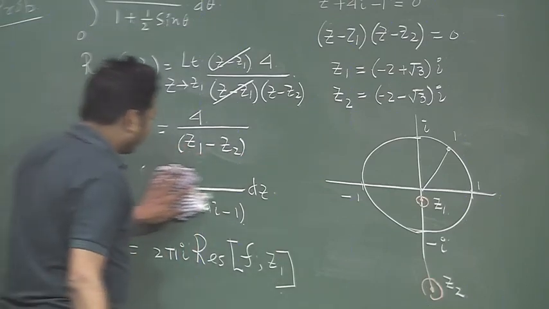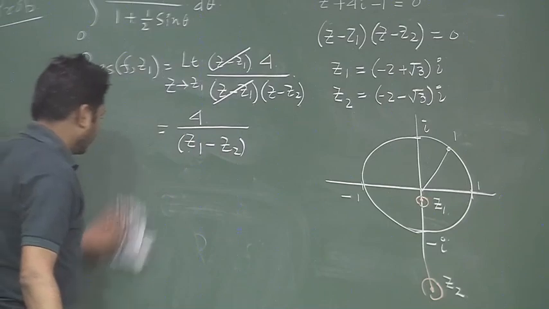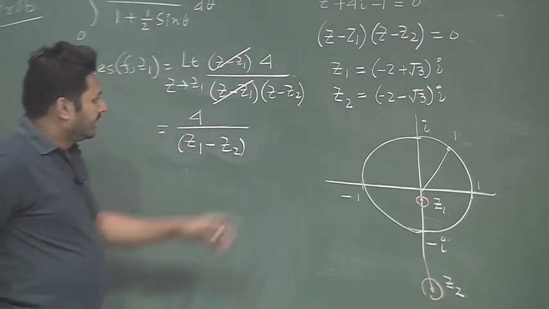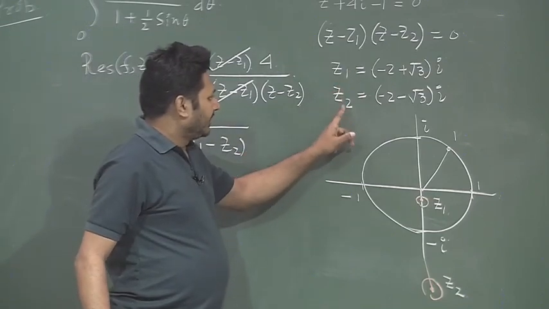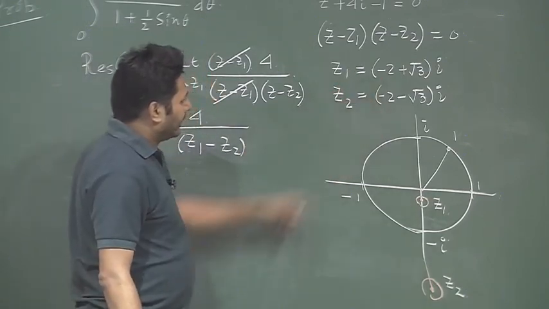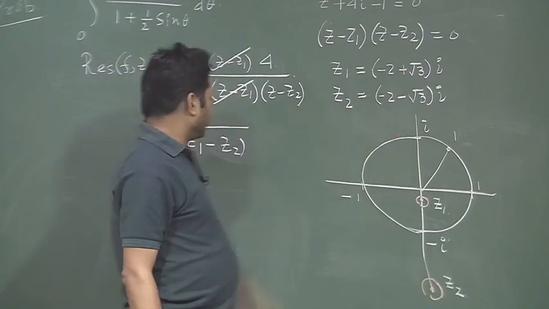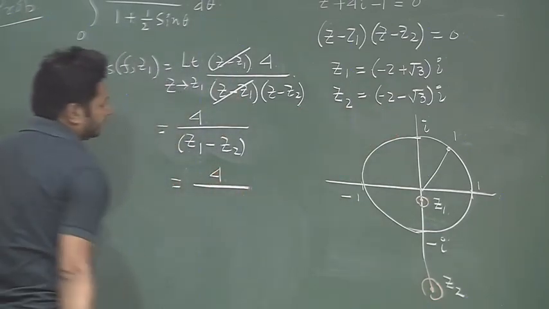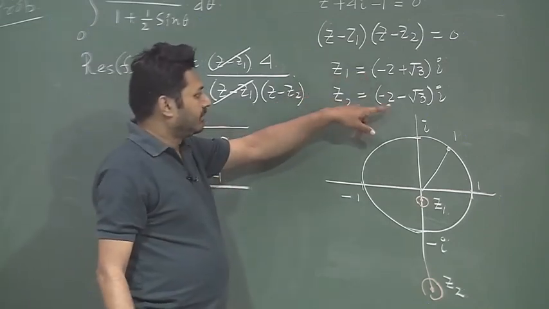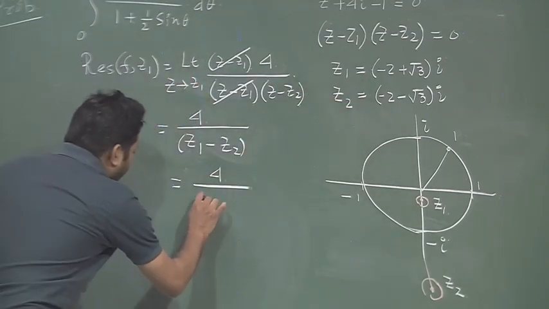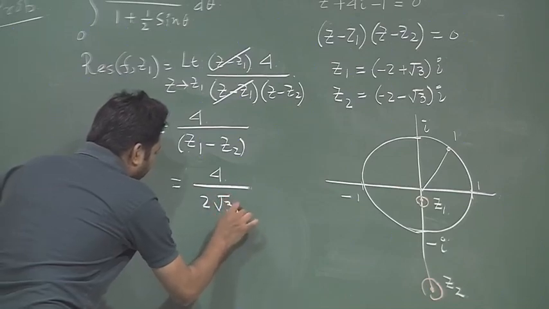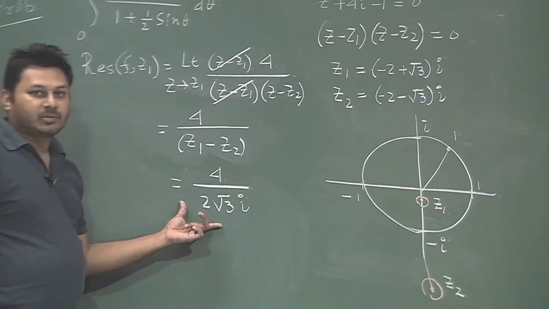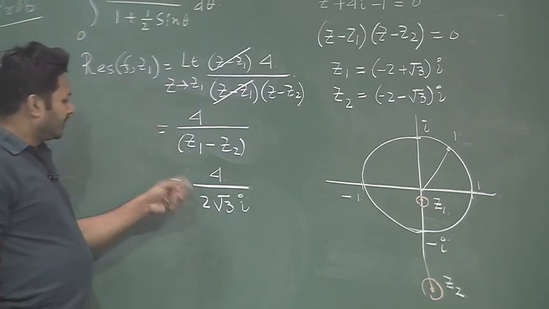z1 and z2 we have already calculated here. So, if I now say z1 minus z2, it will be just these things minus this. So, it seems to be 4 divided by this minus this, it will be 2 of root over of 3 multiplied by I. I have this quantity. So, this is the residue. So, residue I have calculated.